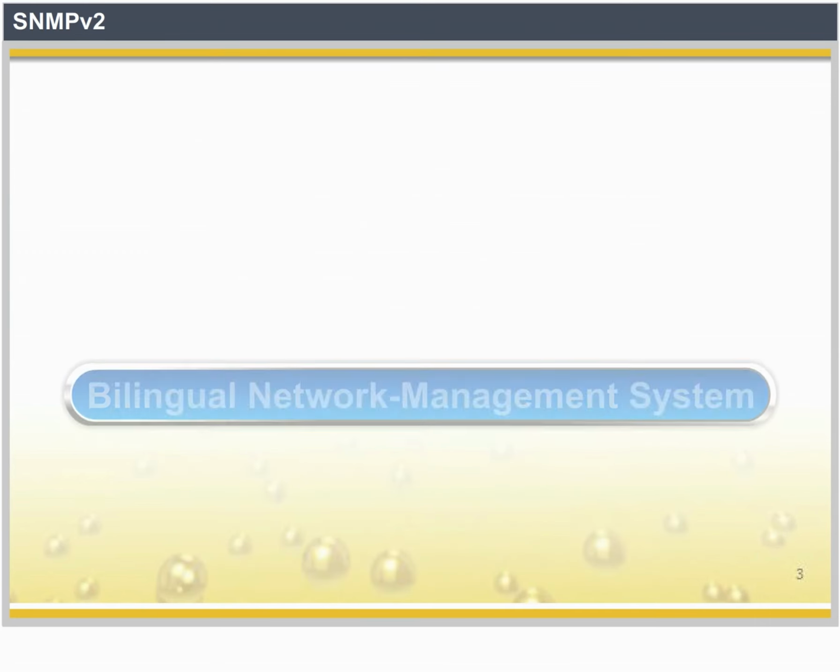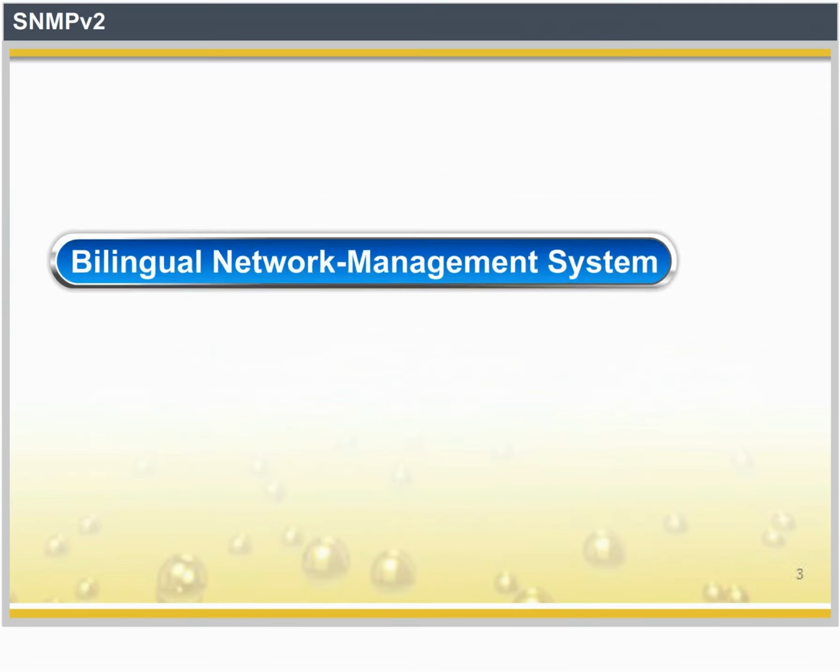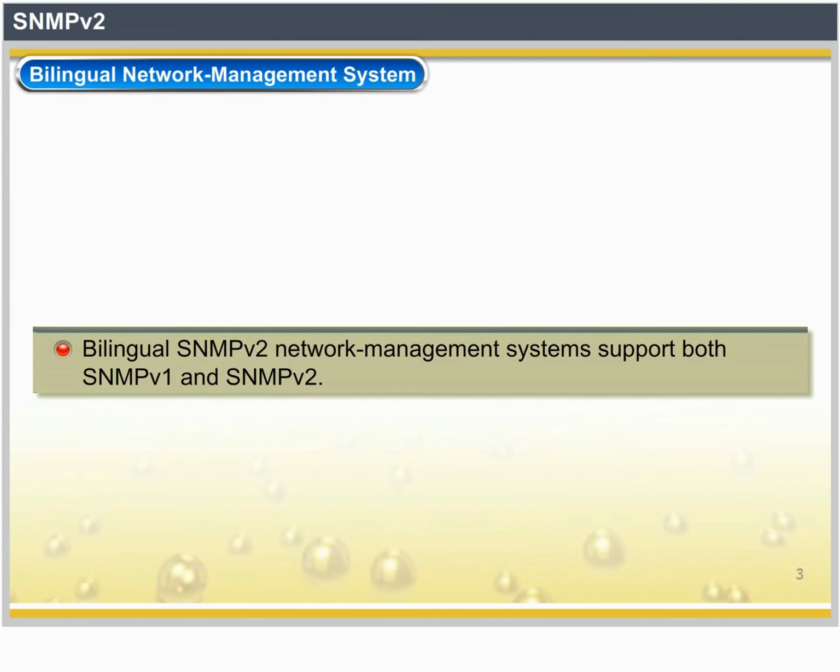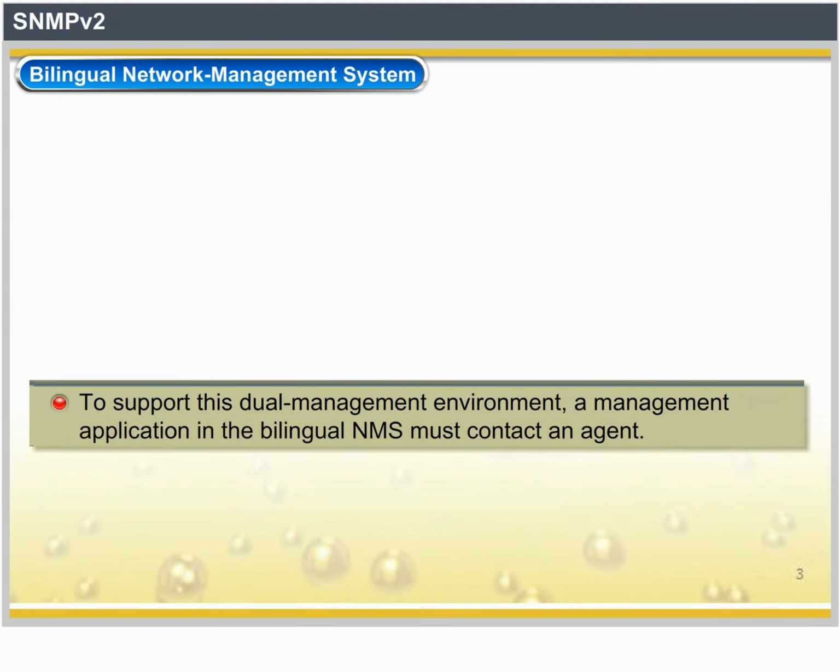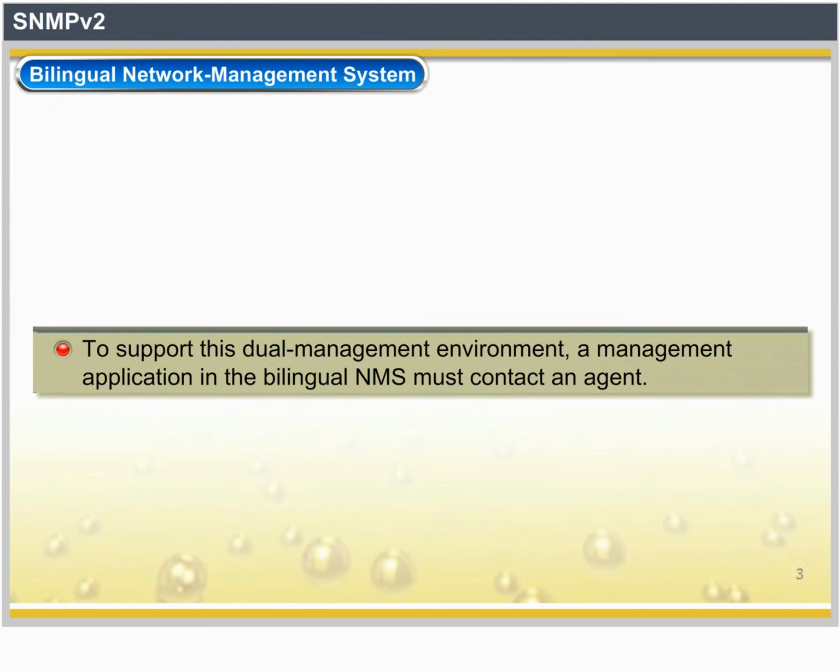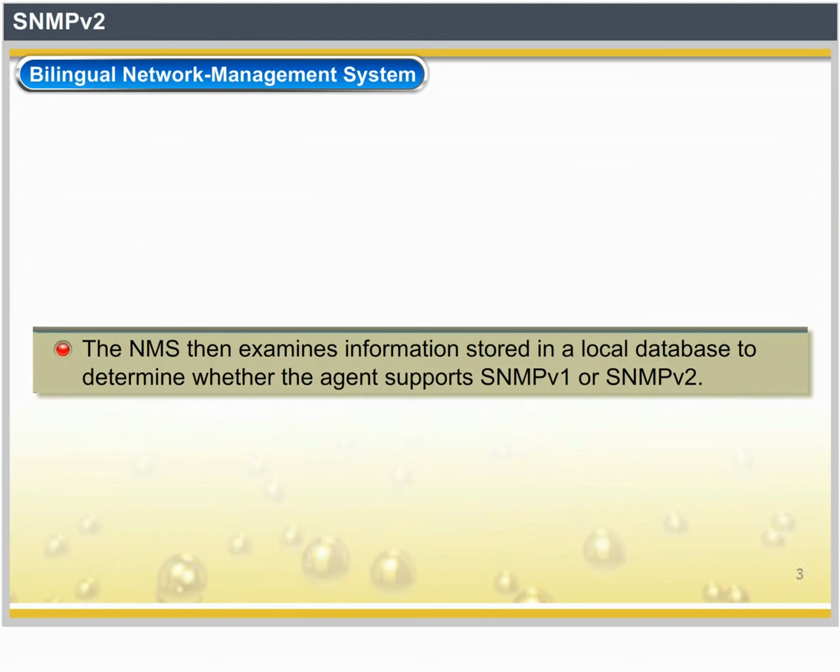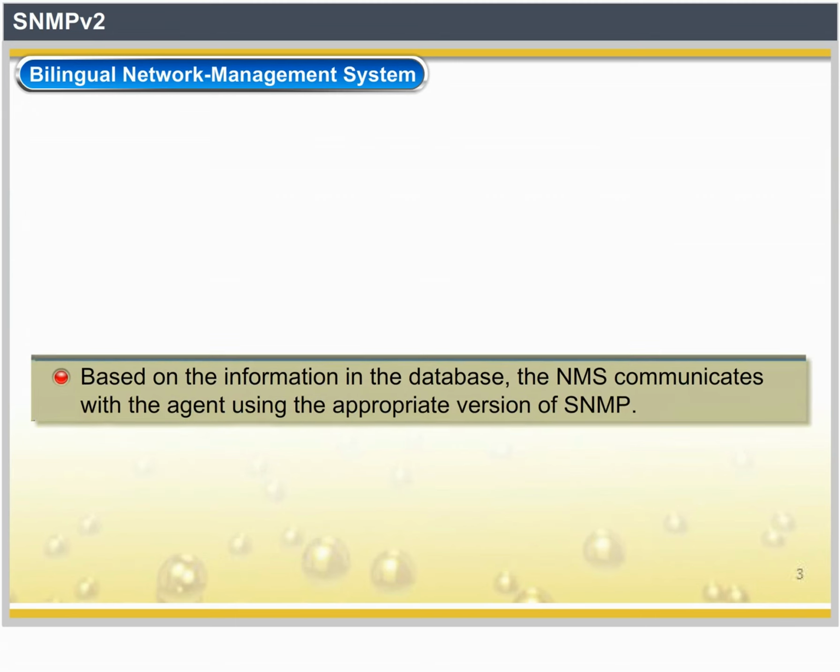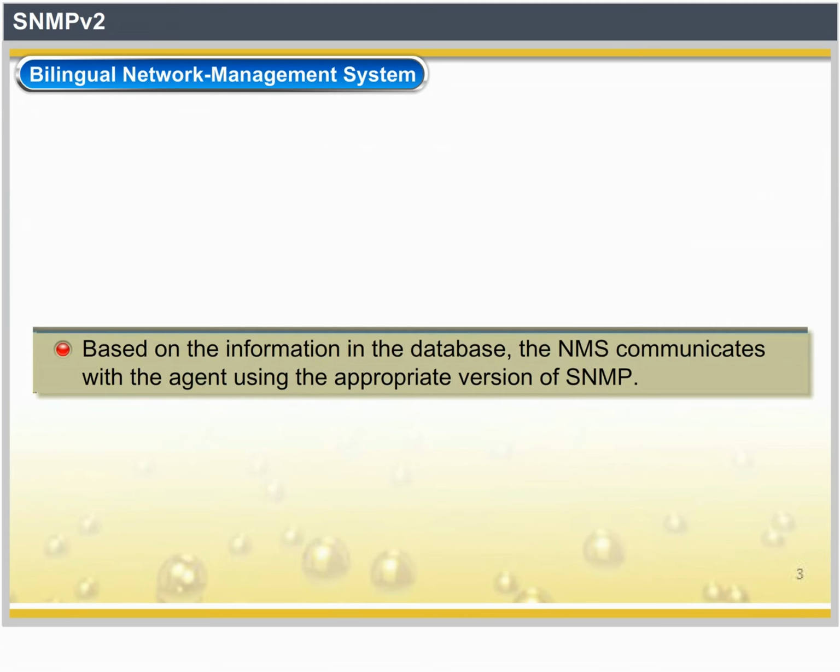Bilingual SNMP v2 network management systems support both SNMP v1 and SNMP v2. To support this dual management environment, a management application in the bilingual NMS must contact an agent. The NMS then examines information stored in a local database to determine whether the agent supports SNMP v1 or SNMP v2. Based on the information in the database, the NMS communicates with the agent using the appropriate version of SNMP.